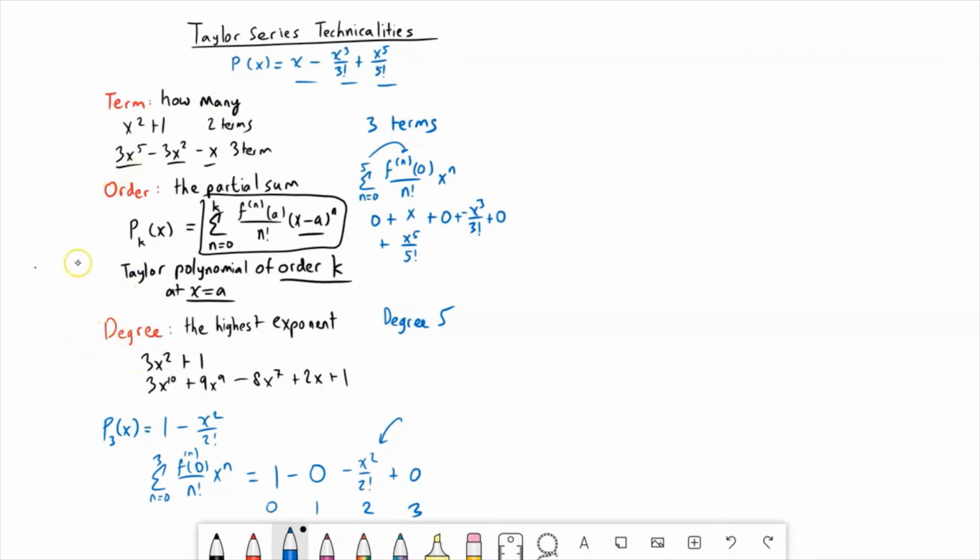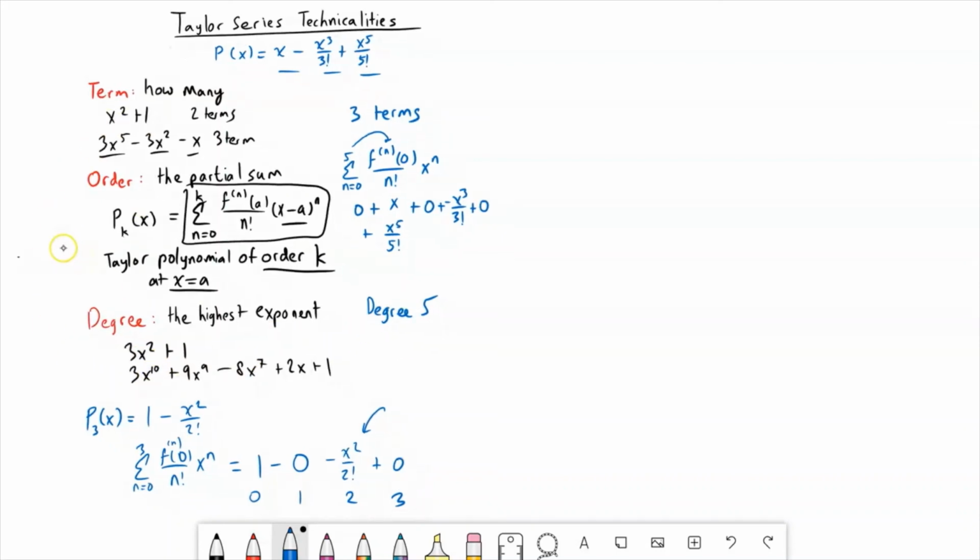And you want to be careful about what the question's asking. Are they asking for the first 5 terms of a function? The first 5 Taylor series terms of a function? Are they asking for the nth order of a Taylor series or nth order of a function using a Taylor polynomial? Or are they trying to find a Taylor polynomial with the degree of 7, for example? Which one are they asking for? And they all describe different things.